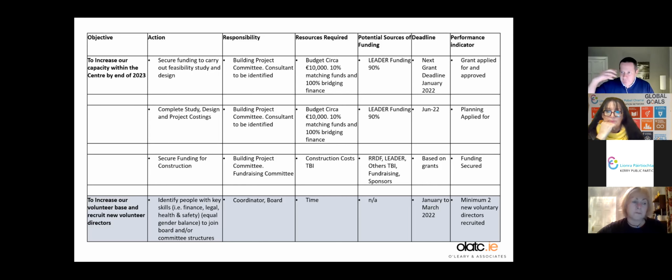Okay, so again, very thought out. When should we do this? When's the best time to get this thing on track? The next phase of that project will be to secure funding. So let's say planning has been approved. Now they've got to secure funding for the construction. Again, the building project is in place, but now they get the fundraising committee involved as well. There are more people involved now because you need to get money for the building project, for the construction. So there's a lot more money involved.